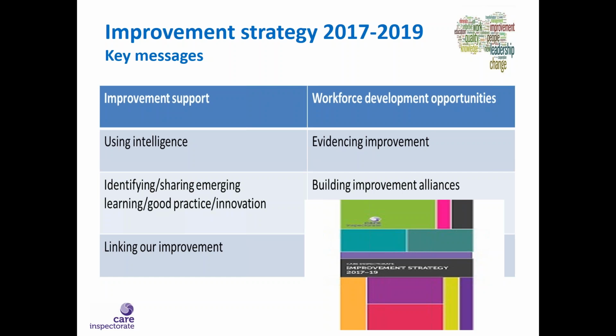I guess another thing worth pointing out around the strategy is that it runs to 2019, which is very swiftly going to be upon us, and we're currently focusing on the next strategy, which will be a 3-year strategy, which really will be the next steps for what we as an organisation will be doing to support improvement.